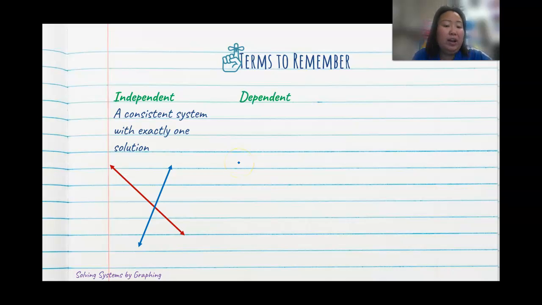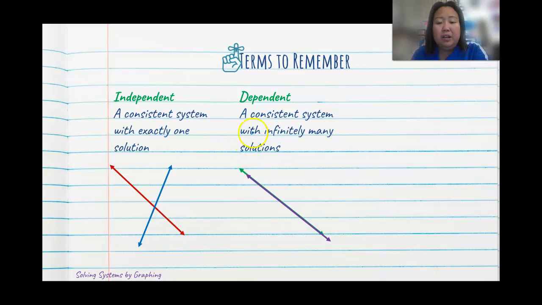Now we also have what we call dependent systems. Here it is a system wherein there are infinitely many solutions. So how will that look? That is when your lines, when you graph them, overlap each other, which means there are so many points that are common to them, so many points of intersection. That is why this is when you will have infinitely many solutions.